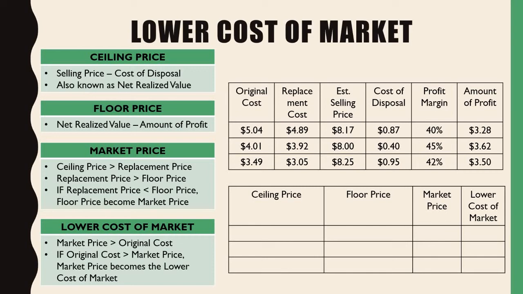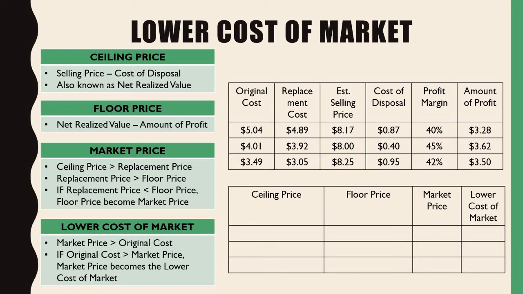So, okay, and then once you solve for the ceiling price, next is going to be the floor price. The floor price is going to be your net realized value minus the amount of profit, or also known as taking the ceiling price minus the amount of profit. Okay? Once you've determined the ceiling and the floor price, now the next portion is crucial. It's determining which is the market price.